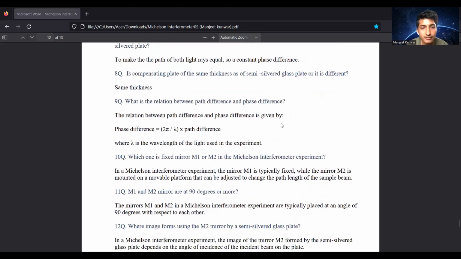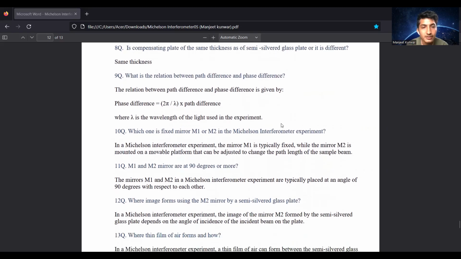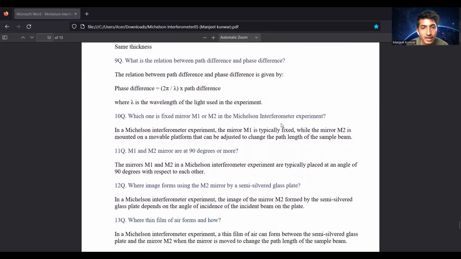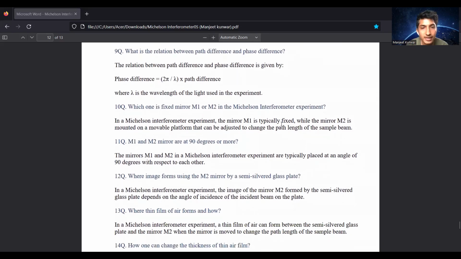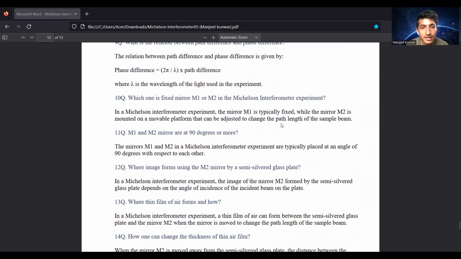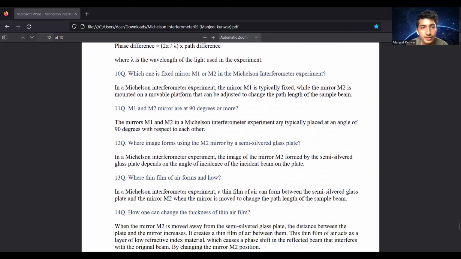In the Michelson interferometer experiment, the mirror M1 is typically fixed while M2 is mounted on a movable platform that can be adjusted to change the path length of the same beam. And 11th question, are mirrors M1 and M2 at 90 degrees or more? The mirrors M1 and M2 in the Michelson interferometer experiment are typically placed at an angle of 90 degrees with respect to one another. And 12th question, where is the image of the M2 mirror formed by the semi-silver glass plate?